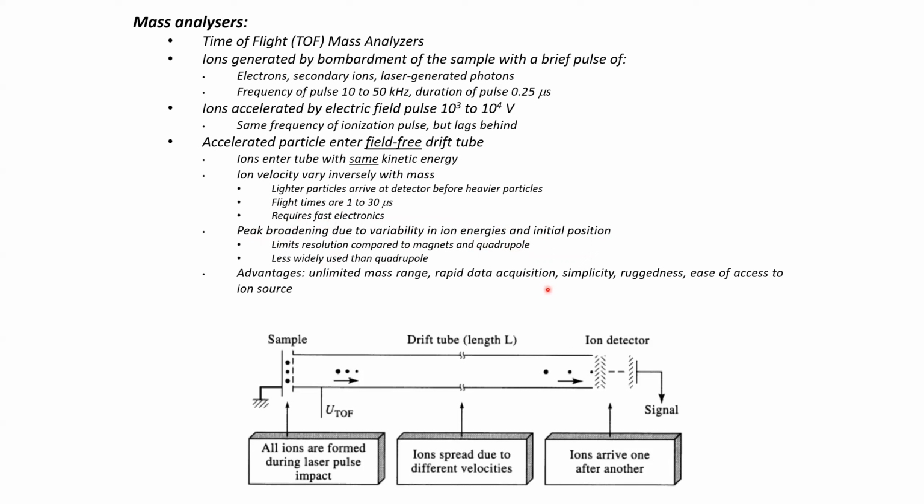However, it does have some advantages in that it has an unlimited mass range. It has rapid data acquisition. It's quite simple, it's quite rugged, and there's ease of access to the ion source. They're just electrons.